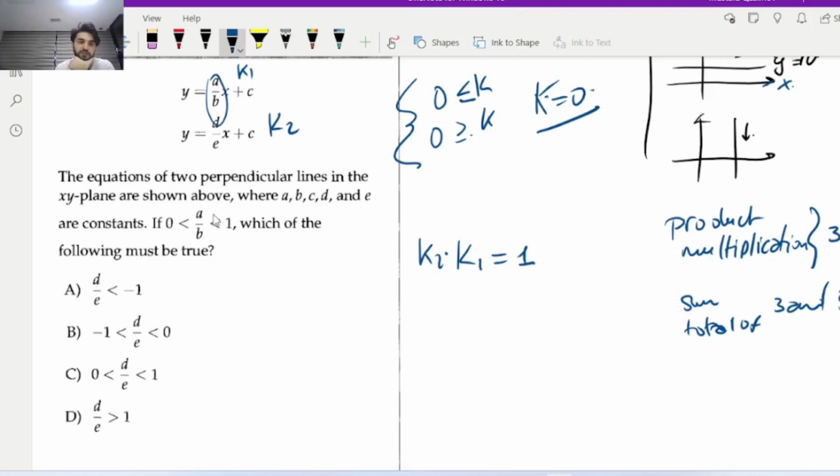Okay, for this one, let's say a and b is 1 over 2. Let's write it here, 1 over 2. So k2 has to equal negative 2 to make the multiplication of these two numbers equal to negative 1. And negative 2 is less than negative 1, that's why the answer is A. Okay, it's the end of linear equation from College Panda.